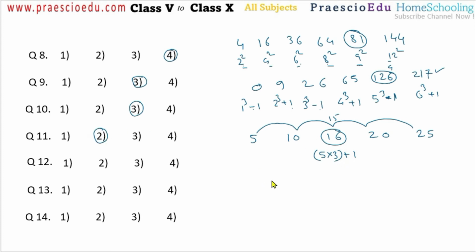Now question number 12: 5, then 10, then 15, then 21, and 28. So here the 5 is different because all are triangular numbers. So 5 is different, and this is given in option number 1.